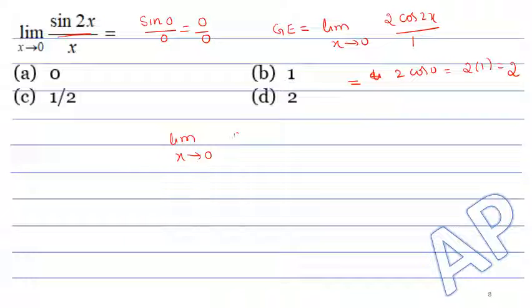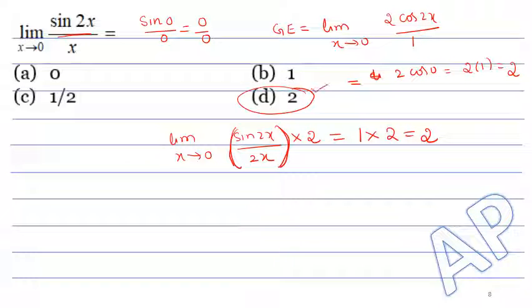Another way is by manipulation, we can find the answer for this question. Limit as x tends to 0 of, I have sin 2x in the numerator. I will multiply the denominator by 2 and the numerator is also multiplied by 2. Now the limit of the term inside this bracket is 1. So it is 1 into 2 which is equal to 2. So option D is the correct choice.